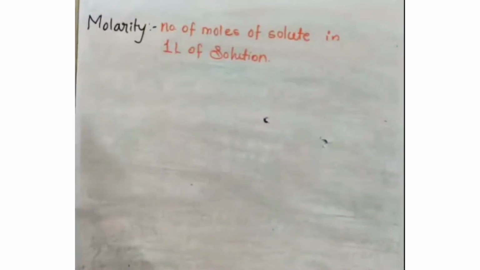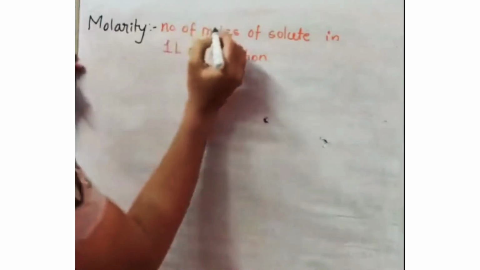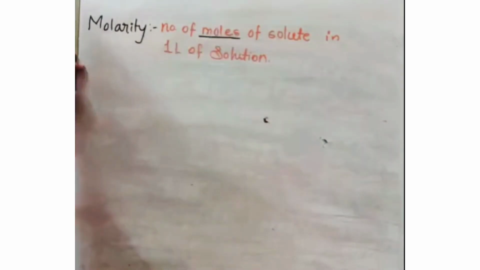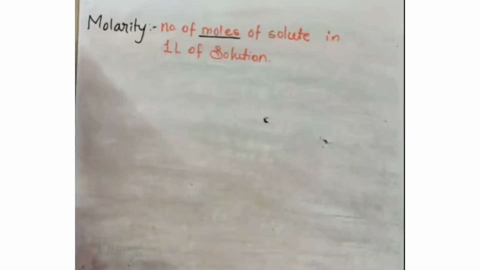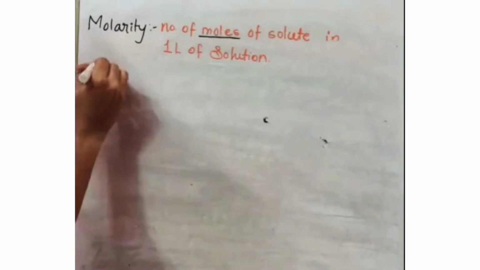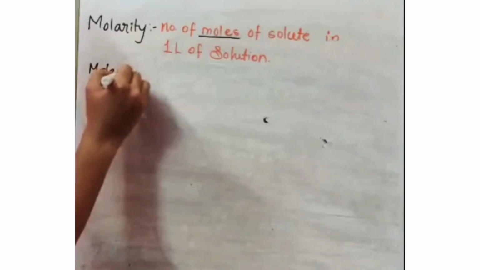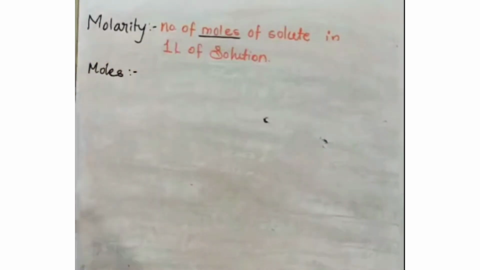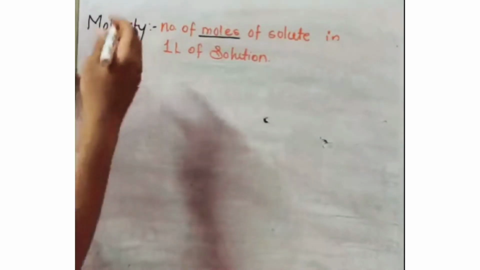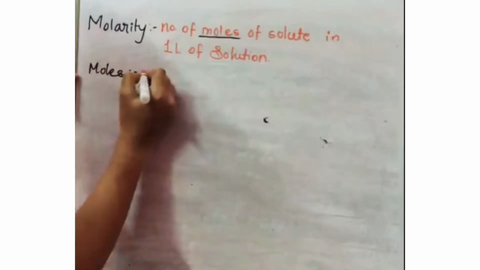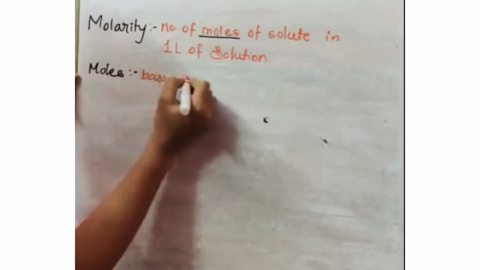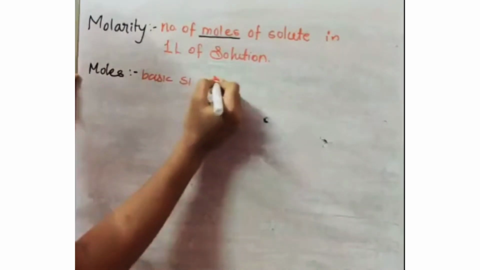Now there is only one thing which is new to us, that is moles. We know solution, we know solute, but the new term is moles. So we have to understand what moles is exactly. To understand the definition, we should first understand what moles is. So moles is nothing but a basic SI unit. I will write it down so that you will write it down properly and you will get the idea.